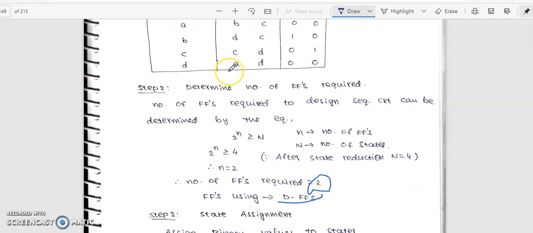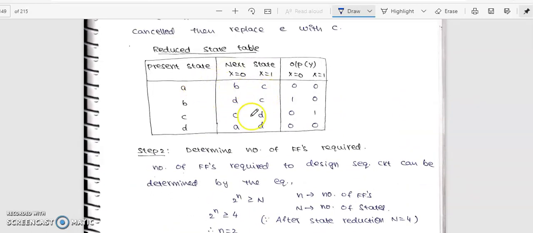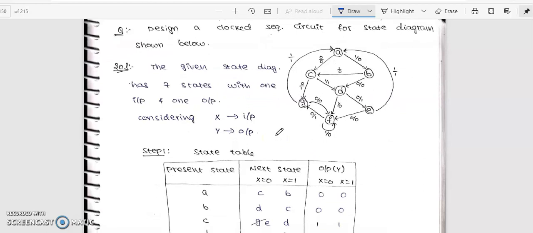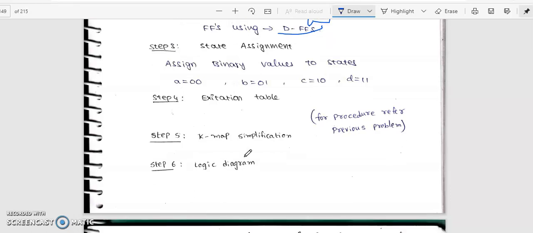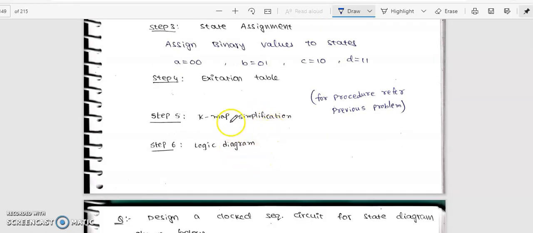And then represent its binary assignments. After that you have to use K-map simplification in order to find the expression, the algebraic relation between inputs and outputs along with the states. After that, draw the logic diagram with the equations that you have got.